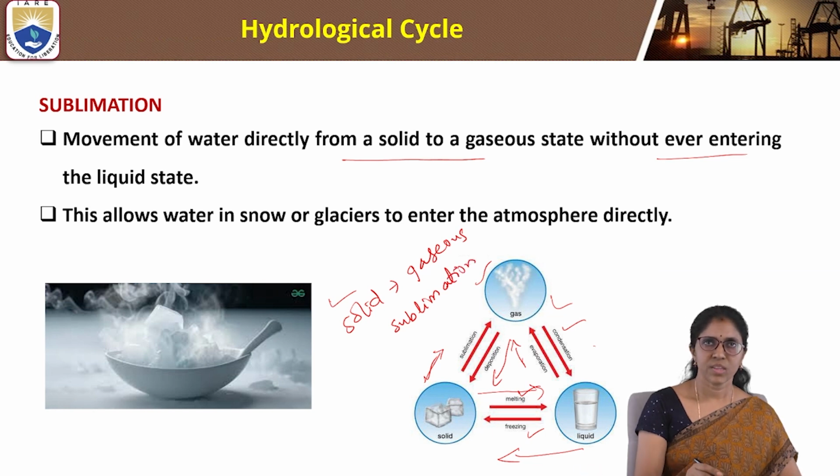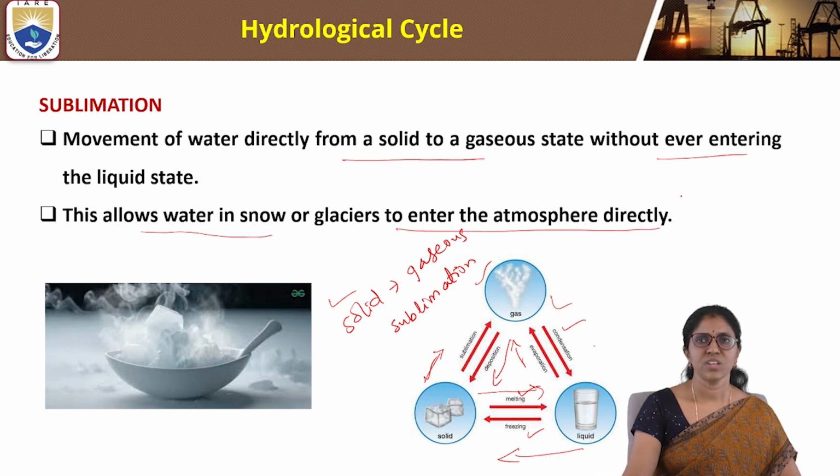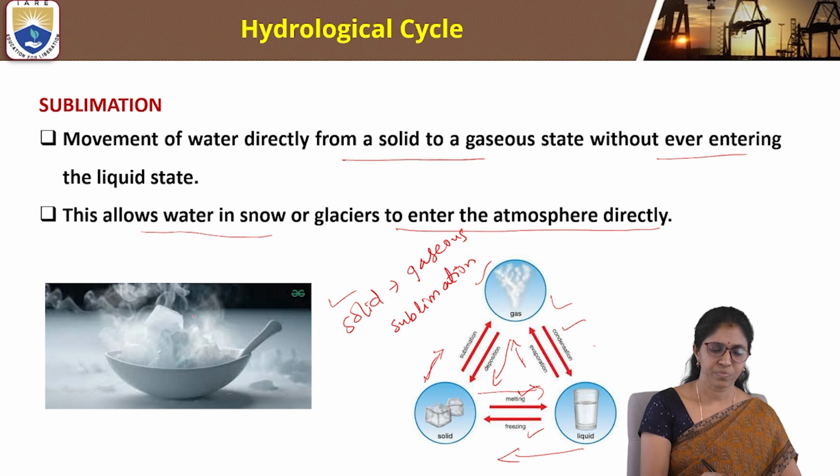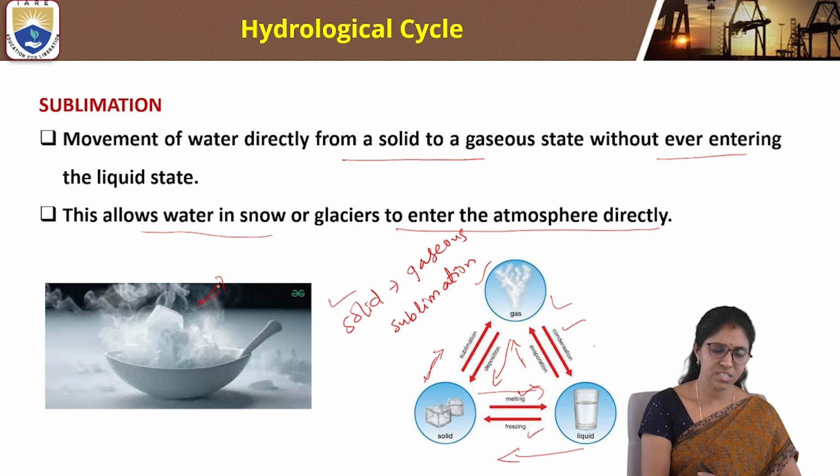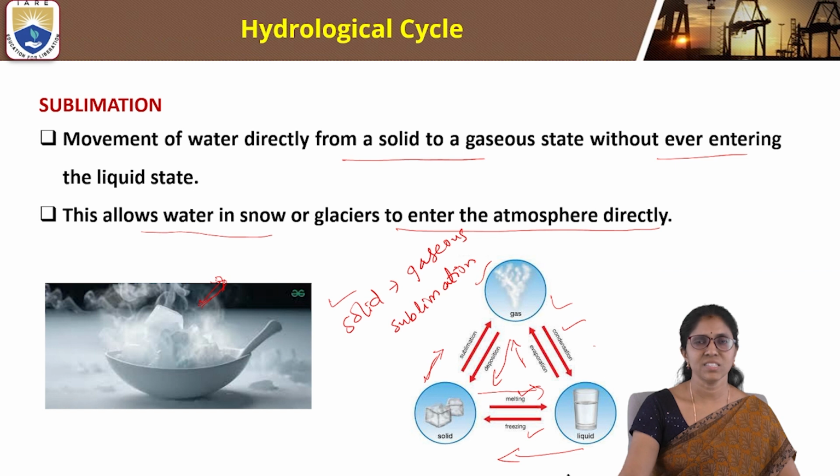In sublimation, water in snow or glaciers enters the atmosphere directly. The glaciers or snow are directly converted into gas, which enters the atmosphere. This is the sublimation process in the hydrological cycle.